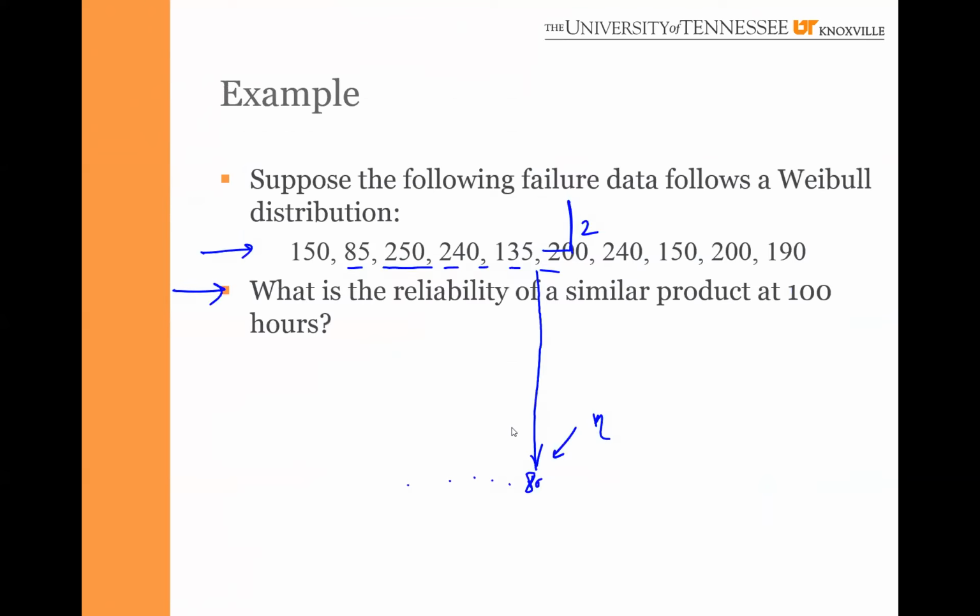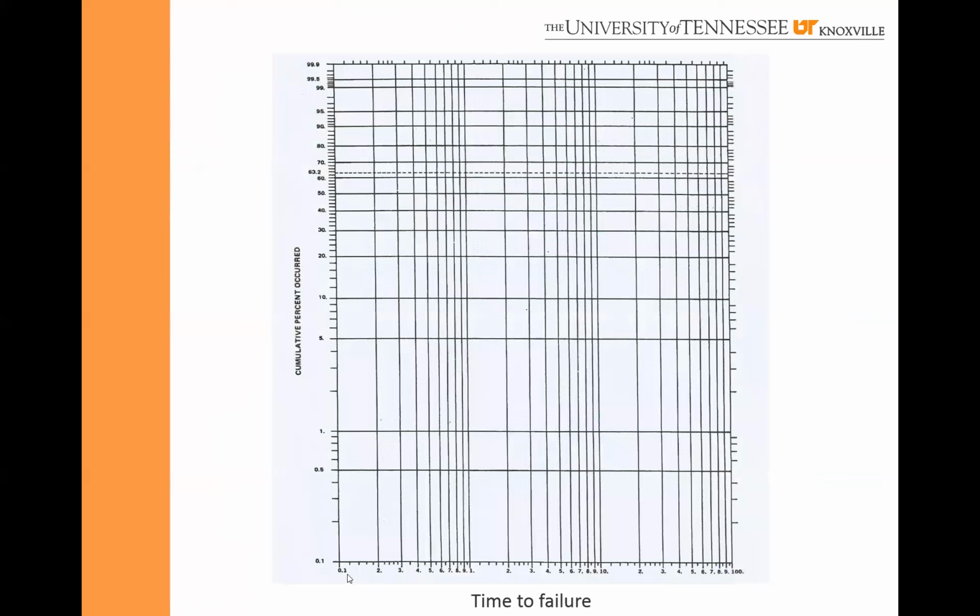A quick note that the paper that you have starts from point one, right? But you can essentially edit it for yourself. So this will be 10 and this will be 100, so that the numbers you're going to have are around 100 something, right? A lot of them are relatively large. So I suggest you modify your paper. Make this 10 and this 100, so that your numbers fall in the middle instead of the corner of the paper.